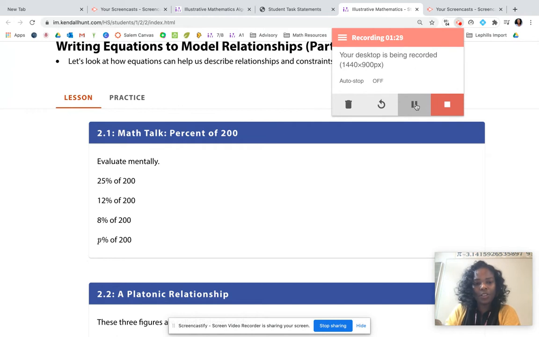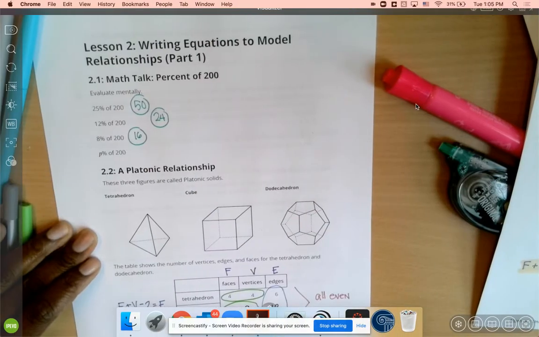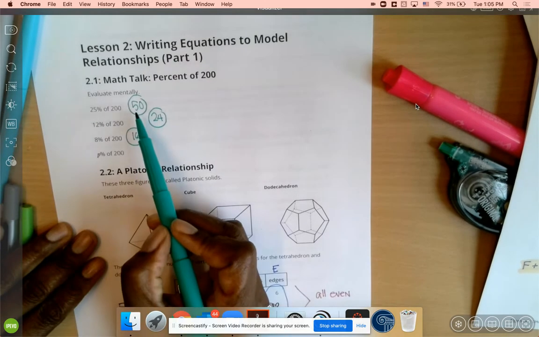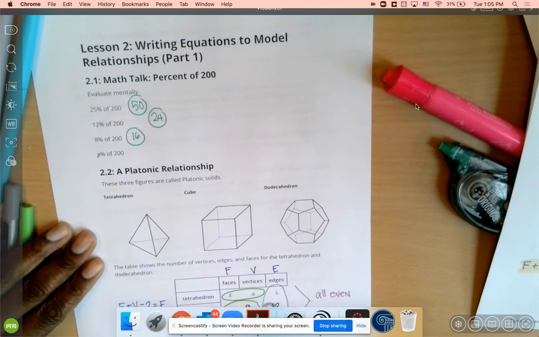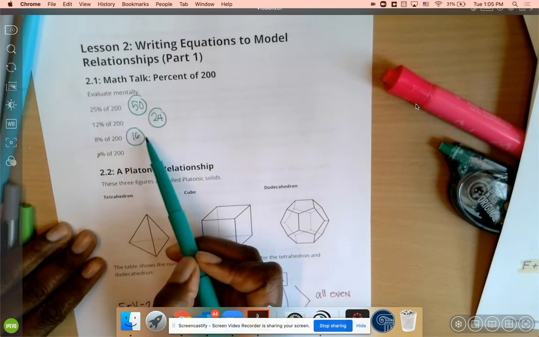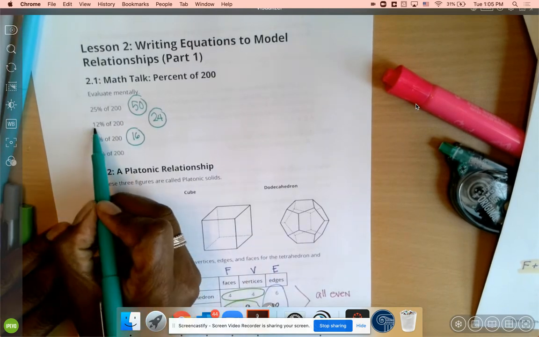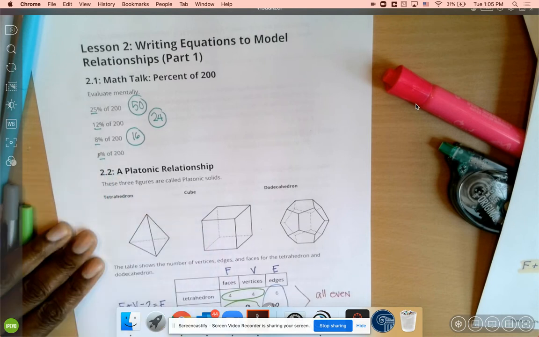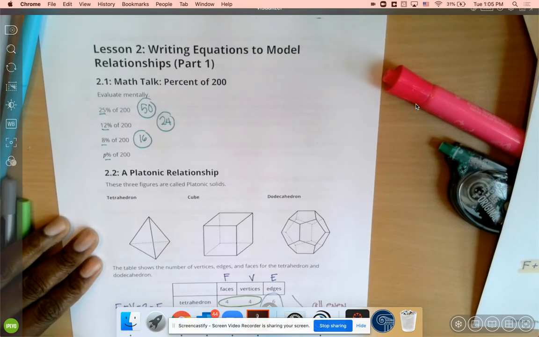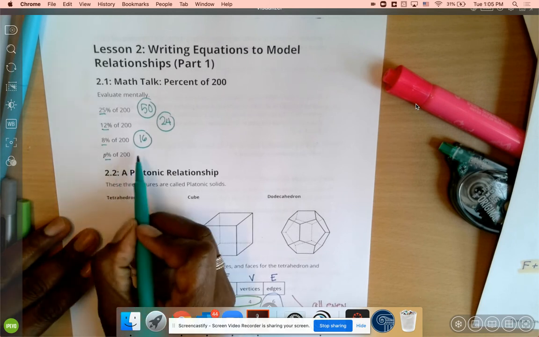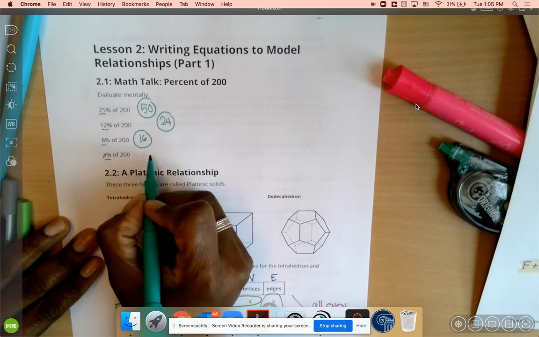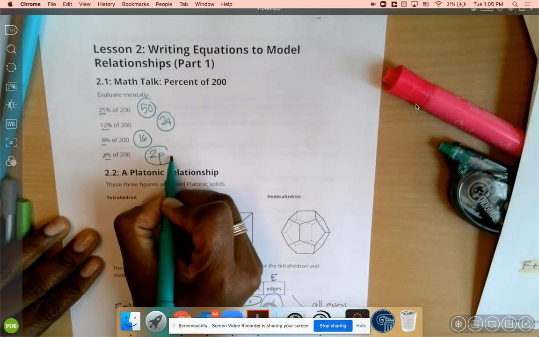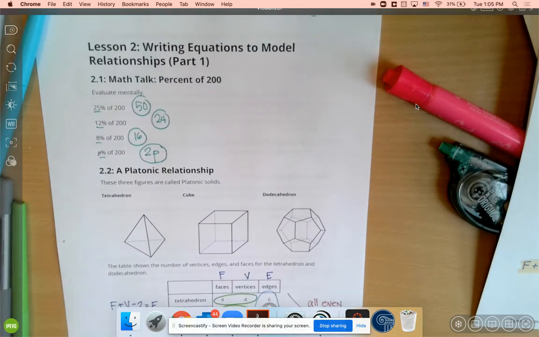Okay, welcome back. For 2.1, you might have approached the first three in different ways, but you should have ended up with 50, 24, and 16. In looking at how those values are related to the original percentage, they're all double. So for P, which is just a placeholder for any number or any percentage of 200, that same relationship will hold true. So the result should be 2P. Great. All right, we're going to move on to 2.2.